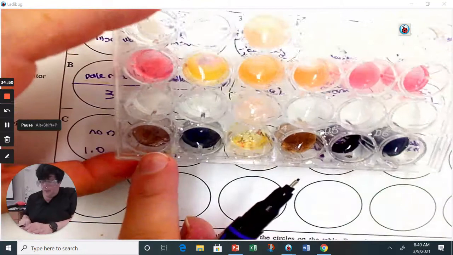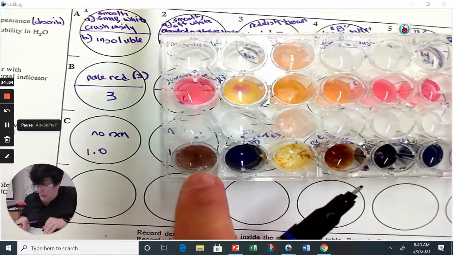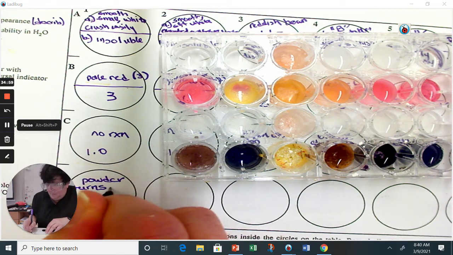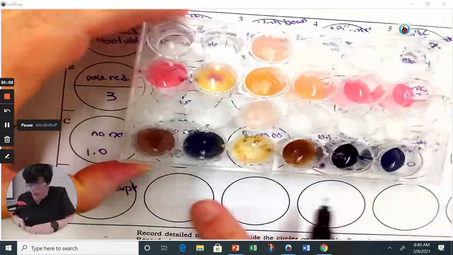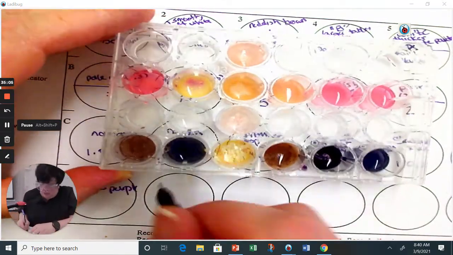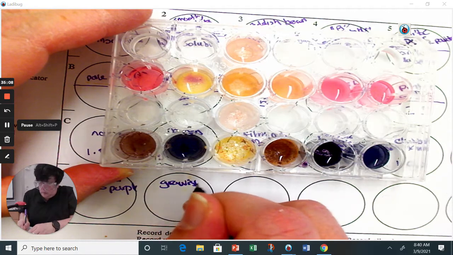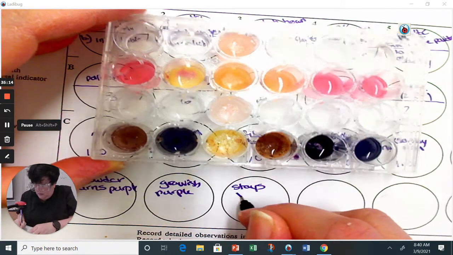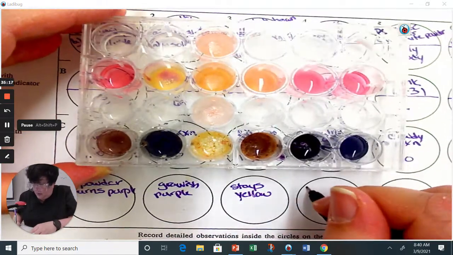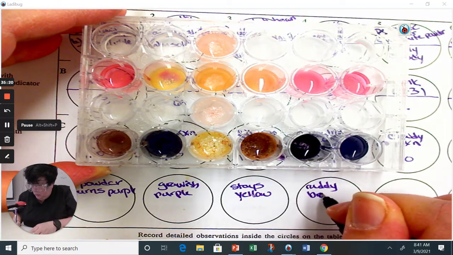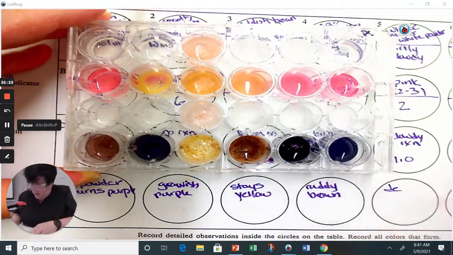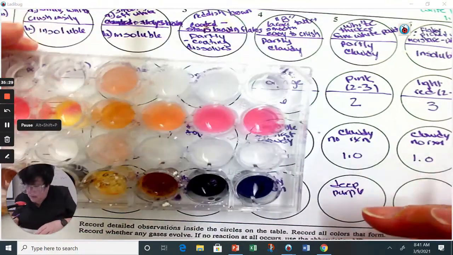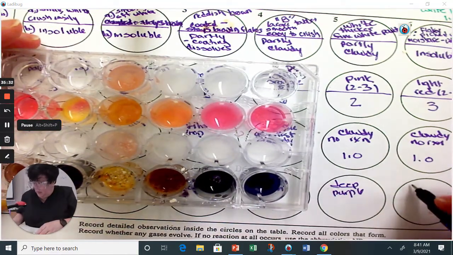Okay, so here it looks like the solution's clear and the drug itself, like the powder, turns purple. On this one, it's like a grayish purple. This stays yellow, so I don't think there's any reaction here. This is almost like a ruddy brown. This is a deep purple. And that's sort of like a light purple.